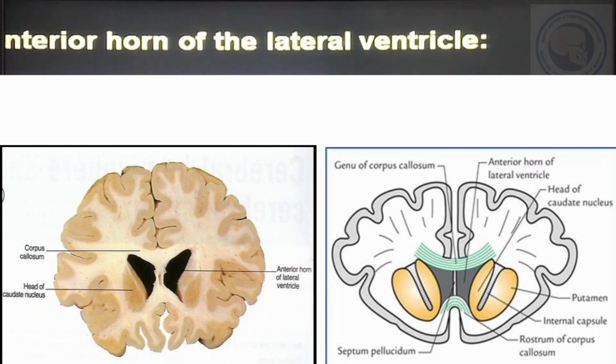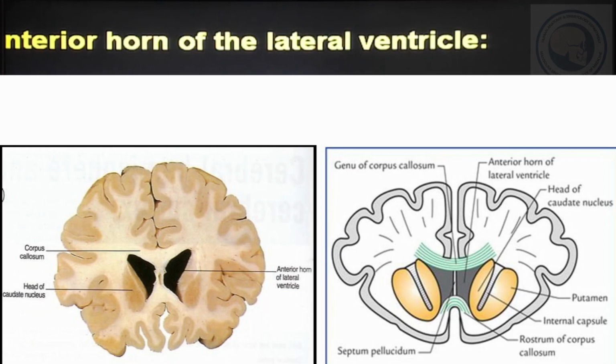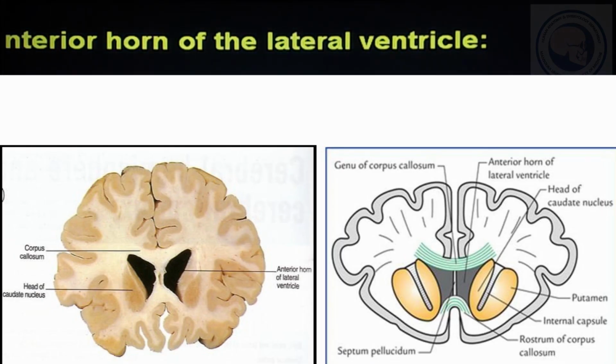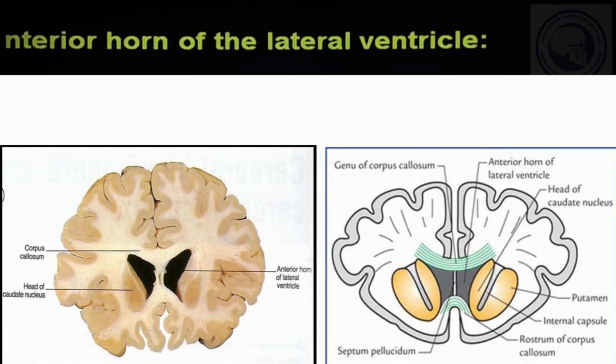This is the anterior horn. So the roof will be body of corpus callosum. The floor will be rostrum of corpus callosum. Medially this is septum pellucidum, and laterally this is the head of caudate. The same. And there is a characteristic shape for the corpus striatum as it relates to the anterior horn.